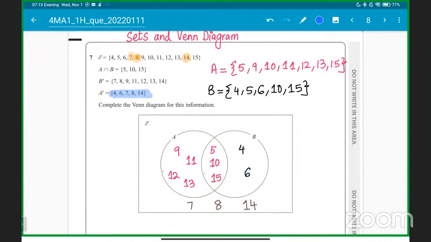If you look at the example from B's perspective as well, it will be the same thing. B complement means 7, 8, 9, 11, 12, 13, 14 will be outside B. So you can say 4, 6, 5, 10, 15 are in B, and apart from that, 7, 8, 9, 11, 12, 13 are all outside B. Okay, getting it?